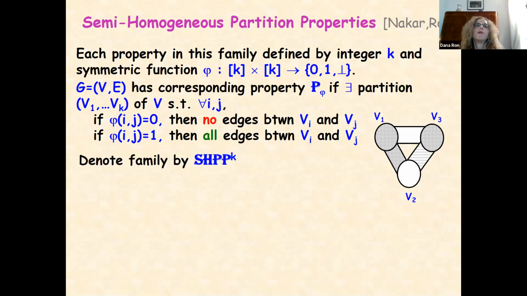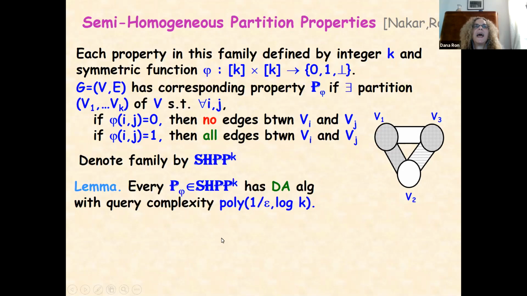When I use the notation SHPP_k, it means semi-homogeneous partition properties of size k. What can I say about this? I said I want a family that will be easy, and easy means easy by what we know or by what we can show. There's a lemma saying that for every partition property of this type, semi-homogeneous, it has a distance approximation algorithm whose query complexity is polynomial in 1 over epsilon, that's good, and logarithmic in k. This logarithmic dependence on k is really important in some of our results. It's not linear in k, but logarithmic in k.